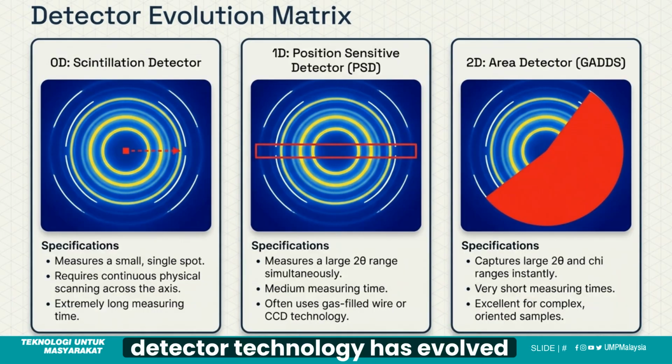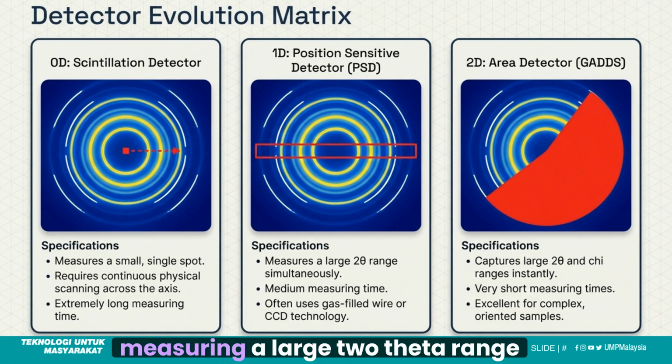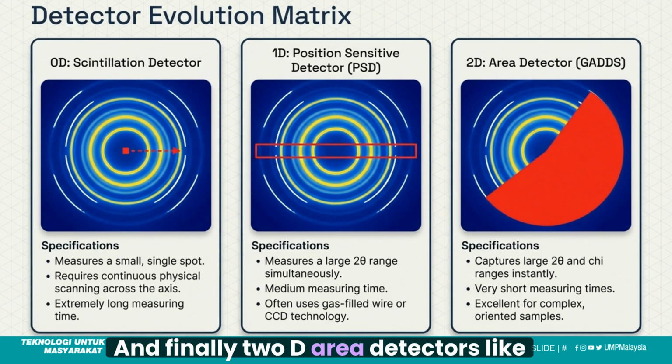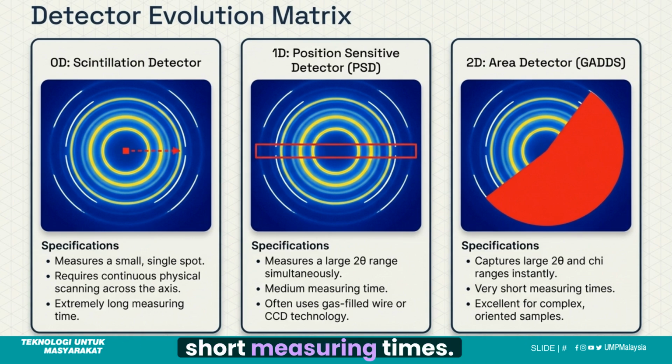Detector technology has evolved from 0D scintillation detectors requiring slow physical scanning to 1D position-sensitive detectors measuring a large 2 theta range simultaneously, and finally 2D area detectors like GADDS, which capture large 2 theta and chi ranges instantly with very short measuring times.